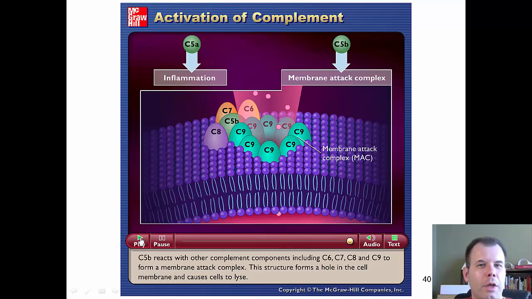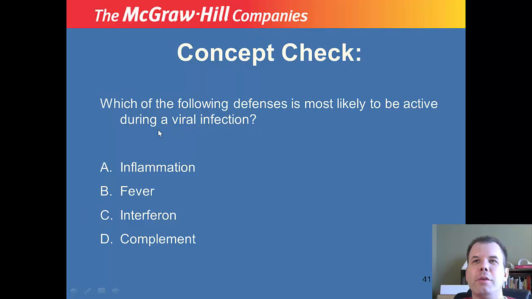Again, don't worry about memorizing all these proteins and everything else. Okay, so if you understand what complement is, I'm happy. So that's good. All right, so let's finish up with a concept check. Which of the following defenses is most likely to be active during a viral infection? So I talked briefly about this. What do you think it is? Is it inflammation, fever, interferon, or complement?